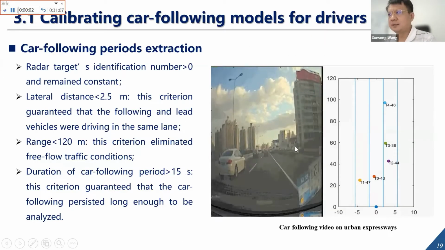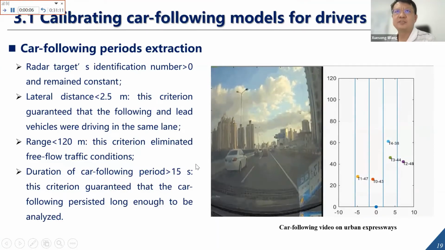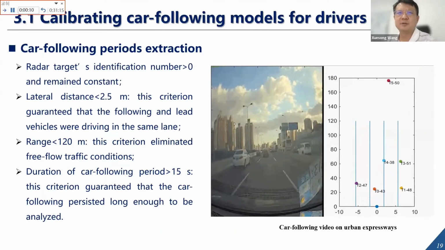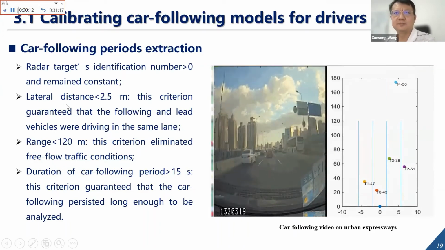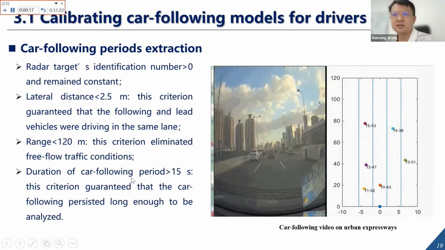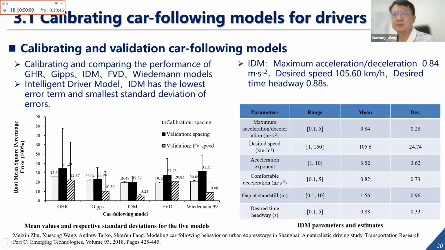So we use radar data and camera data. We first extract the car-following period. For example, we set up thresholds like lateral distance, range, and the duration of the car-following period to select the car-following period. Then we verify based on the camera data.